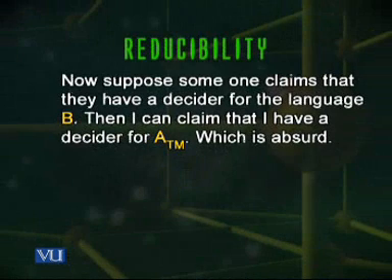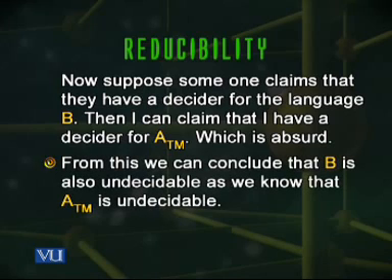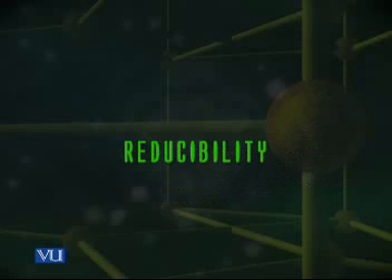Suppose someone claims, if I could find a decider for a language B, then I can use it to make a decider for ATM. We can then conclude that B is also undecidable, as we know that ATM is undecidable. This technique is going to be called reducibility, and we will use it to show that there are other problems which are undecidable. In fact, when we use reducibility, we won't have to do as much work as we did before, and these arguments are going to be relatively straightforward.